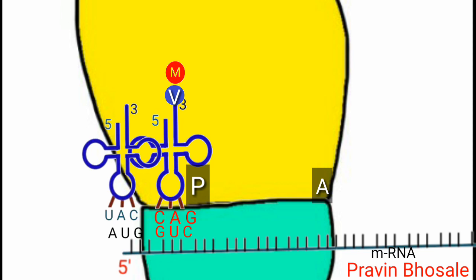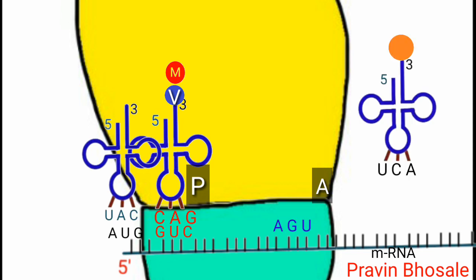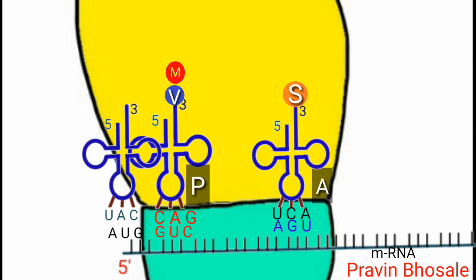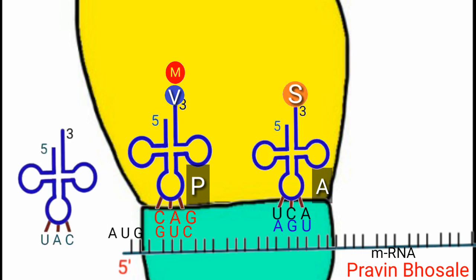At this site, the next charged tRNA molecule carrying an amino acid will be received. During this process, the first uncharged tRNA is discharged from the E site. This process is repeated as amino acids are added to the polypeptide. It takes less than 0.1 second for formation of a peptide bond.